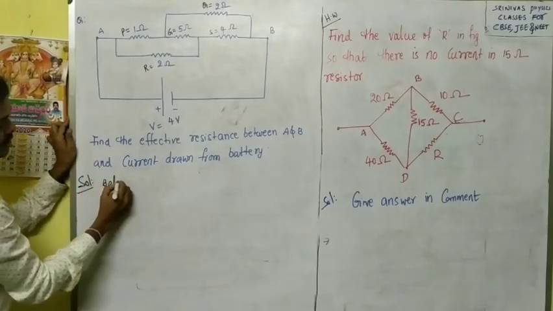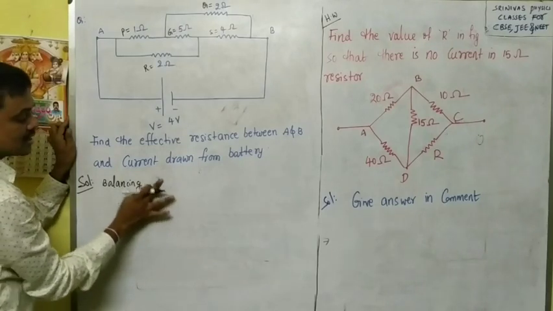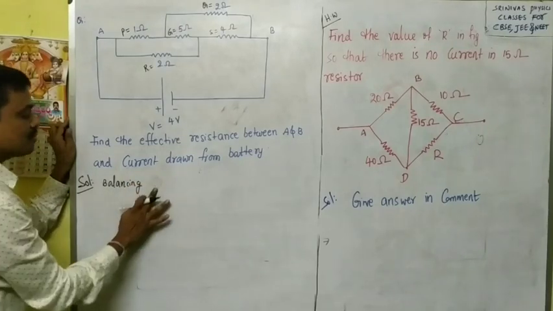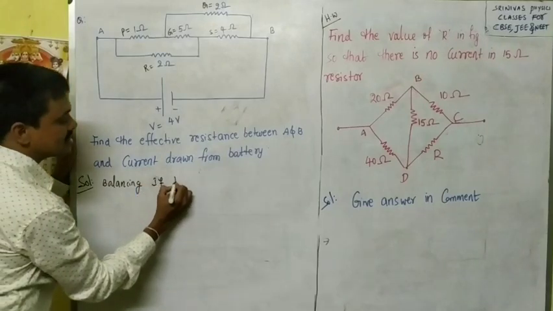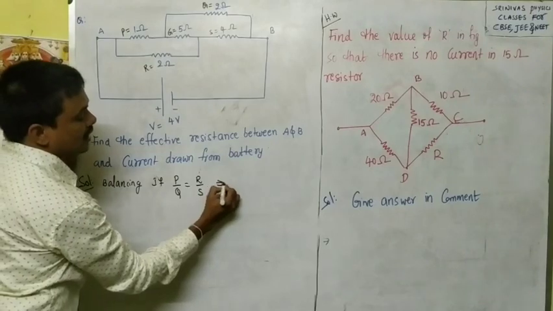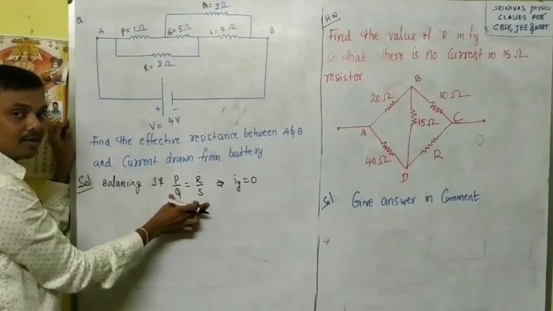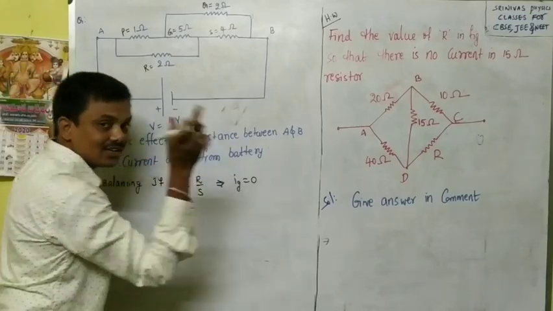The balancing condition is what? If the current through the galvanometer is 0, then P by Q equals R by S. But if P by Q equals R by S, then the current through the galvanometer is 0. The reverse is also true. If Ig is 0, then P by Q equals R by S. If P by Q equals R by S, then Ig is 0, the current through the galvanometer is 0.